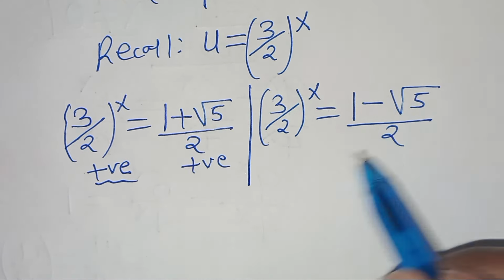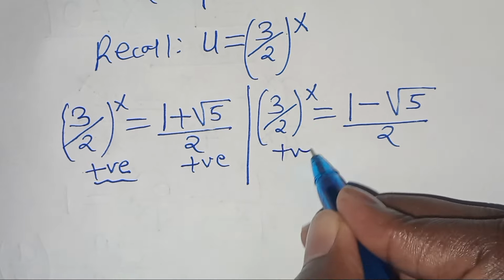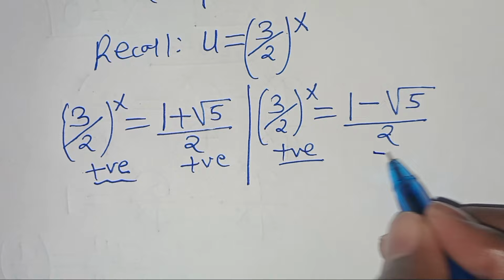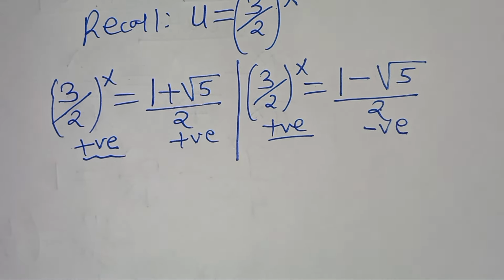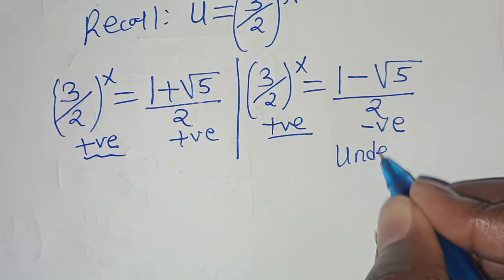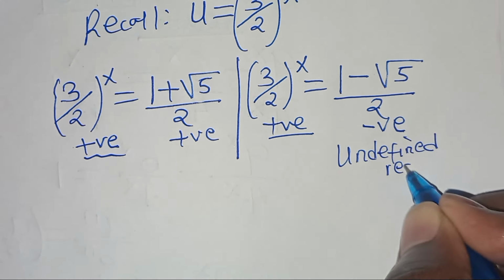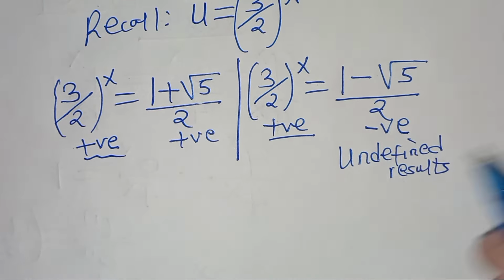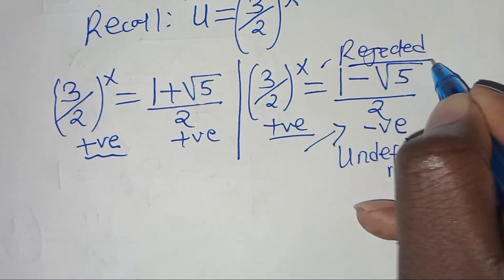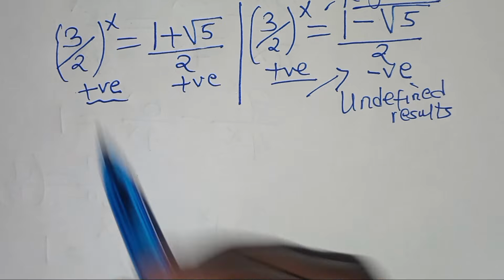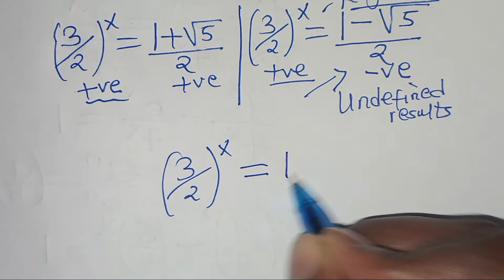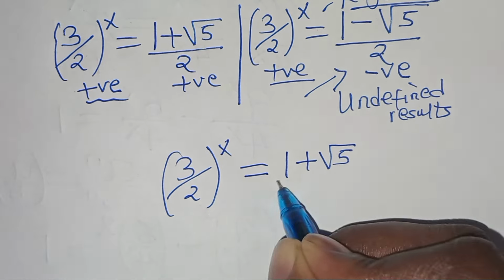On the second part here, 3 over 2 raised to the power x, this is positive. But now, on the right hand side, 1 minus square root of 5 over 2, this is going to give us a negative value. So we cannot proceed to solve for x here because we'll have undefined result for x. And therefore, this implies that the second part here is rejected. So this part is rejected. So let's proceed with this particular part here, which is 3 over 2 raised to the power of x. This is equal to 1 plus square root of 5 over 2.